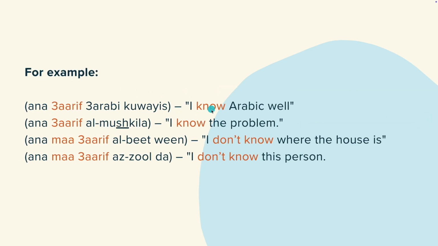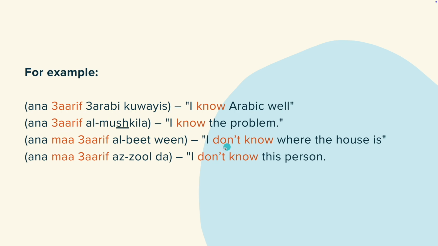So if you want to say I know Arabic well and you are a man, just say أنا عارف عربي كويس. Or if you want to say I know the problem, just say أنا عارف المشكلة. In both sentences, عارف is the masculine form.